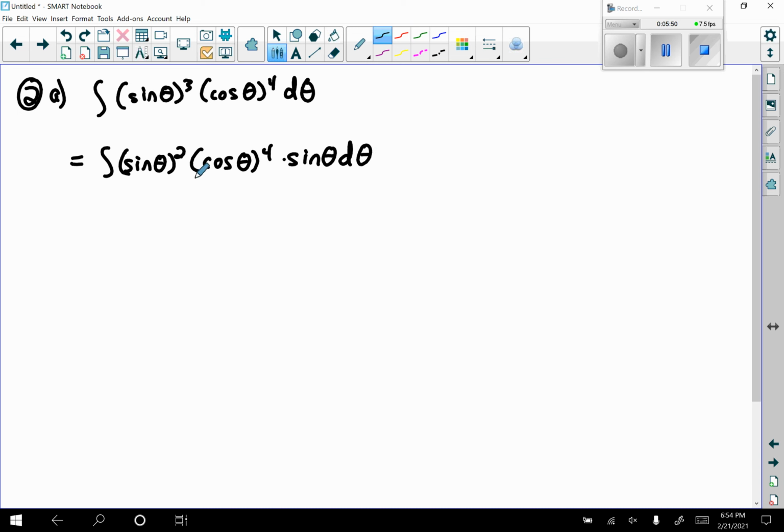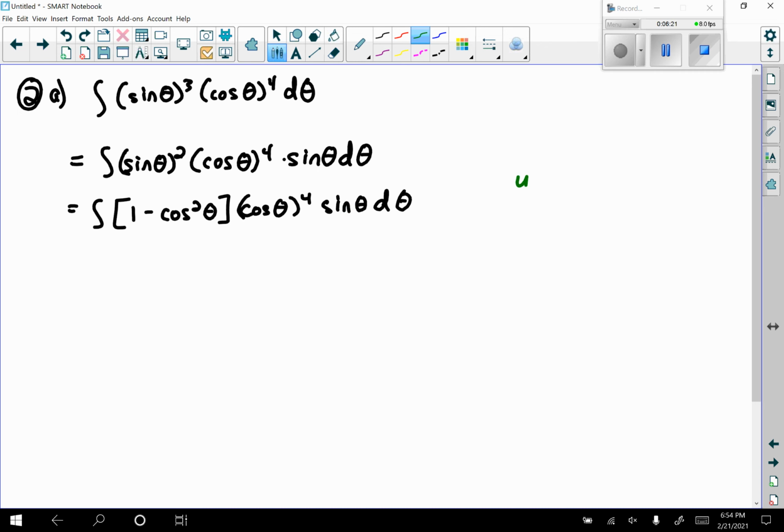All right, so now, again, the substitution is to replace the sine theta squared with 1 minus cosine theta squared. So now this is the integral of 1 minus, I'm just going to write it this way, it's just easier, less parentheses now. So 1 minus cosine squared theta times cosine theta to the 4th times sine theta d theta. Now, if you ever forget the u substitution here, we want du to equal sine theta d theta.